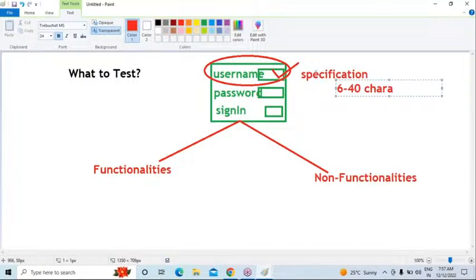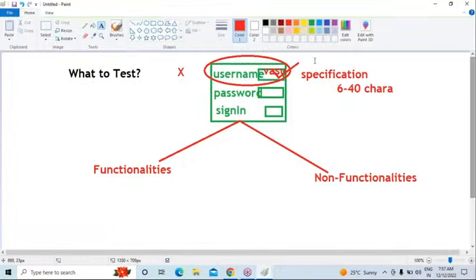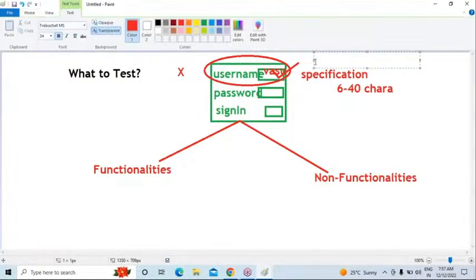Now how do we test it? I enter just 4 characters, for example, my name. If it is allowing that, what does it mean? It is not working properly. What is the condition given? Minimum of 6 characters, maximum of 40 characters. In between that only the username should exist. If it allows 4 characters, it is not working. If we enter 6 characters, we check whether it works, and if it is working, then we can say that the functionality is working fine. So that is the reason.